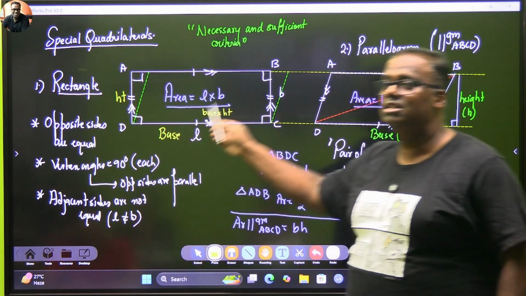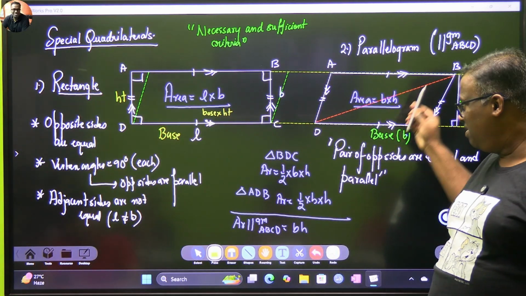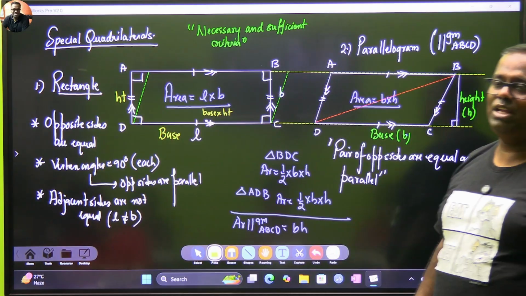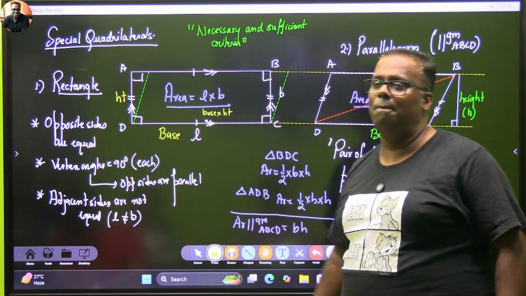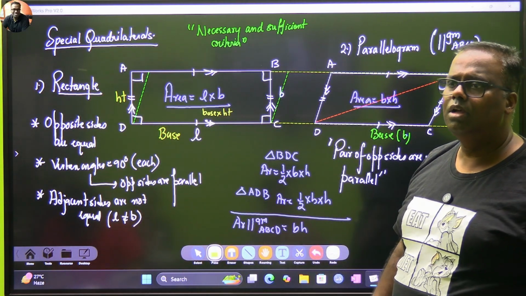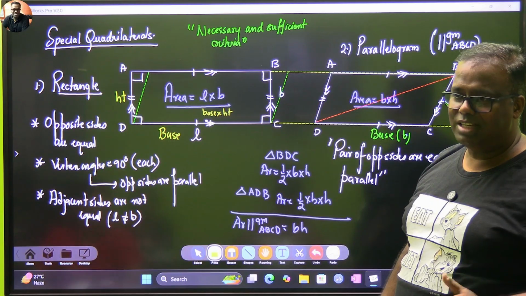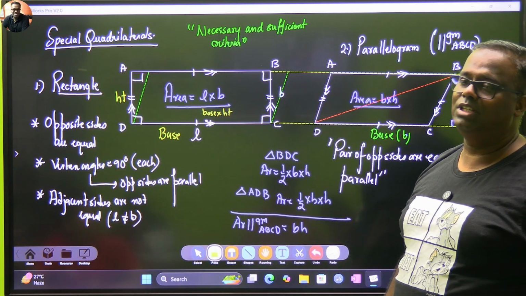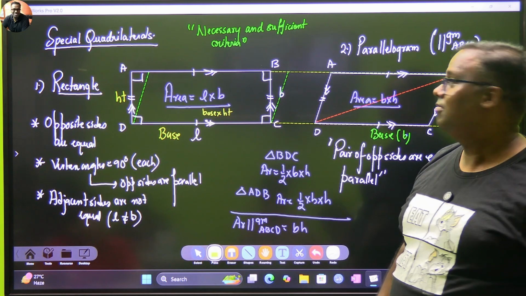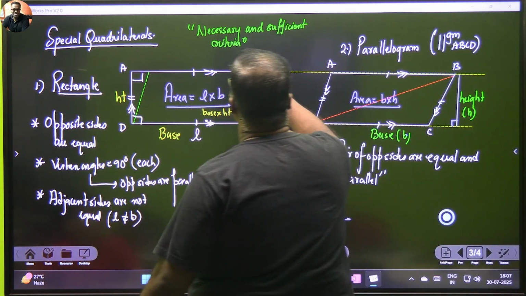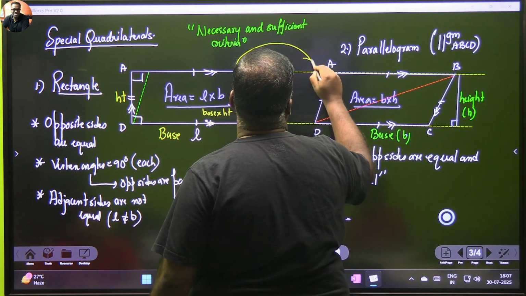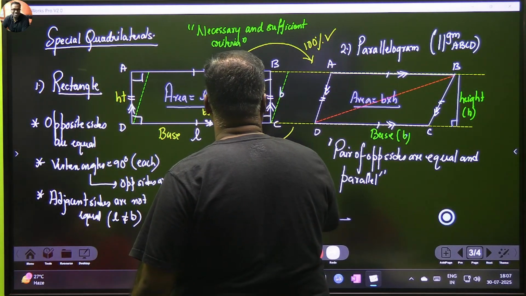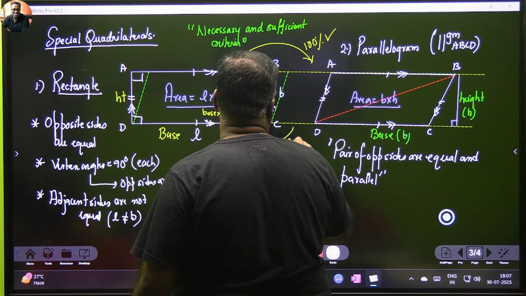Every this is a this, but every this is not a this. Remember that. Every rectangle is a parallelogram, but every parallelogram is not a rectangle. See, if you convert from this to this, then it is 100% truth. But if you convert from this to this, need not be.